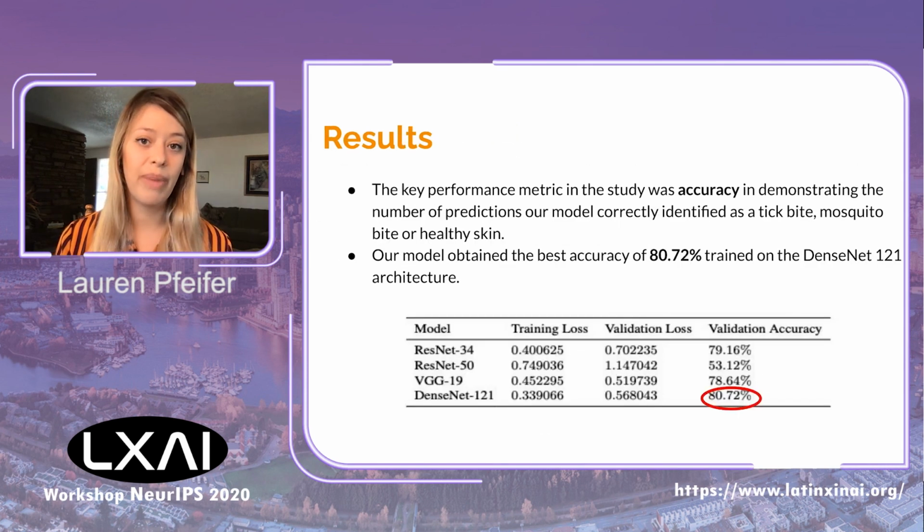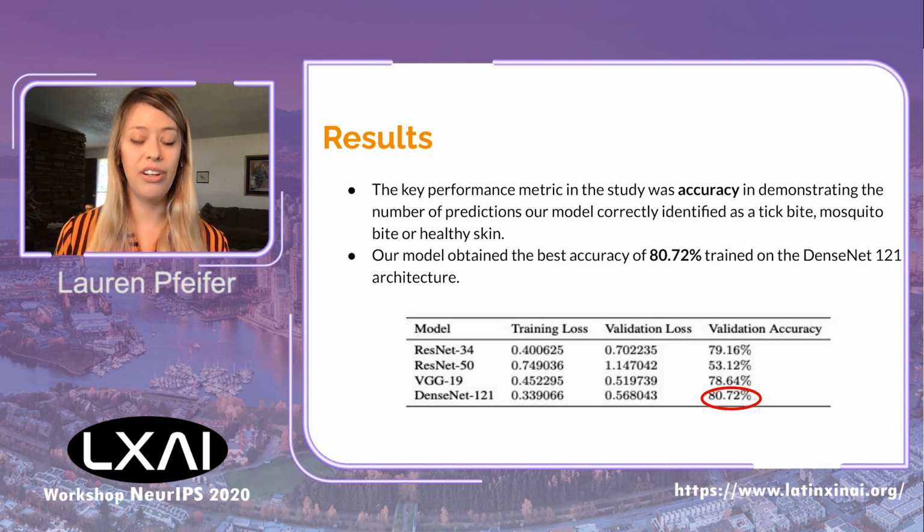The key performance metric in the study was accuracy, demonstrating the number of predictions our model correctly identified as tick bite, mosquito bite, or healthy skin. Our model obtained the best accuracy of 80.72 trained on DenseNet121 architecture. Our study generated promising results.